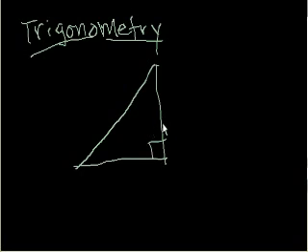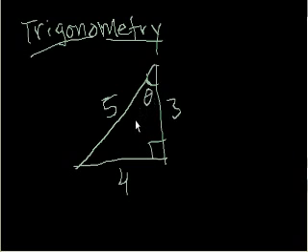And just for simplicity, let's say that this side is 3, this side is 4, and then the hypotenuse is 5. So the trig functions tell you that for any angle, it tells you what the ratios of the sides of the triangle are relative to that angle. Let me give you an example. Let's call this angle theta.